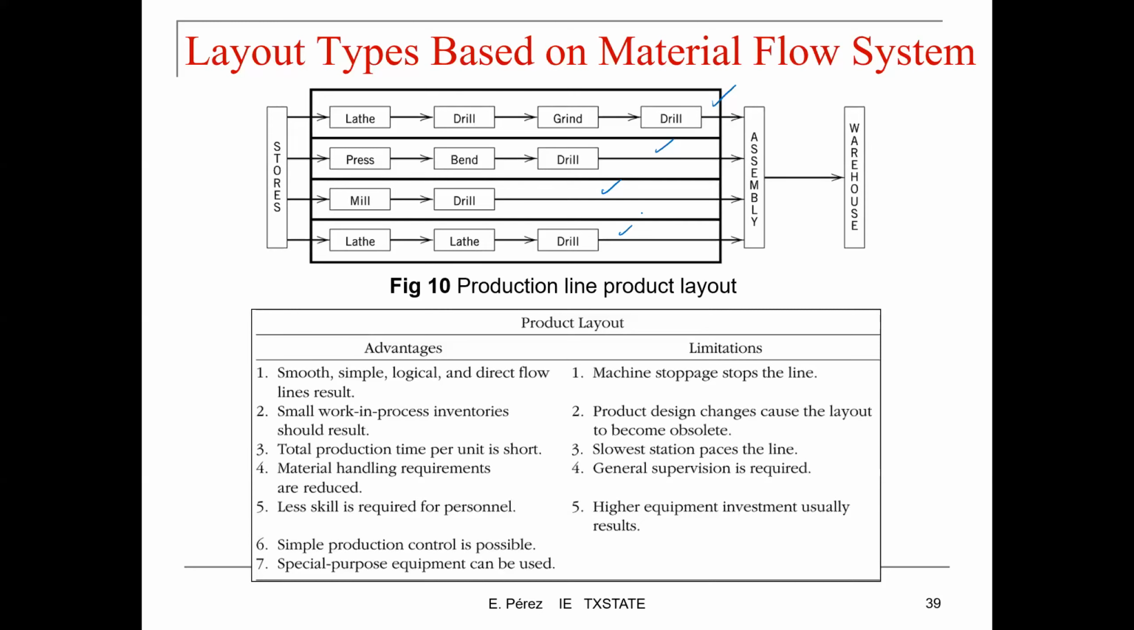Product design changes cause the layout to become obsolete. So if you have a new product coming in, then you need to change the production line. Slowest station paces the line. General supervision is required, and higher equipment investment usually results.